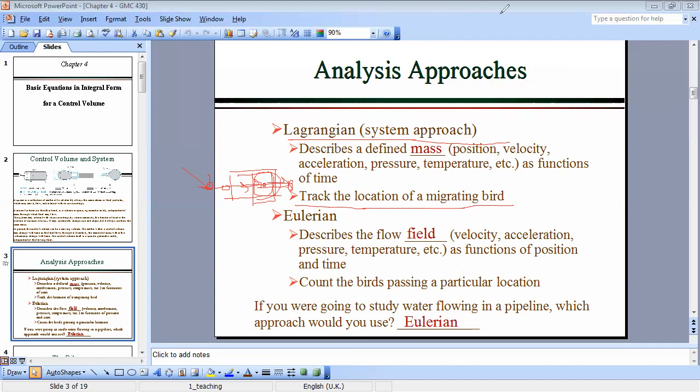We will develop equations for continuity of mass, for linear momentum, for energy, conservation of energy. So all of these equations will be based on one theorem, which is called the Reynolds transport theorem, that we will derive together.